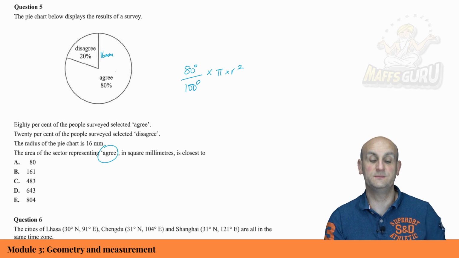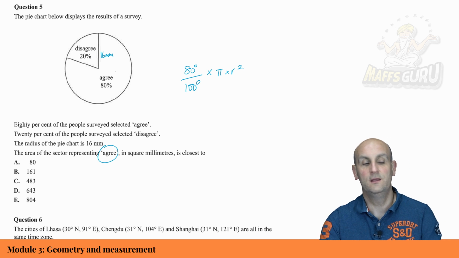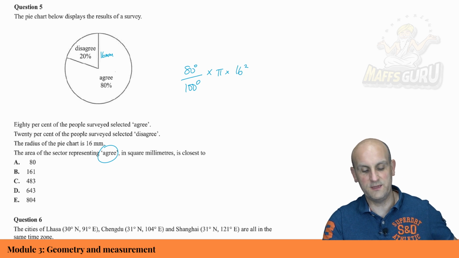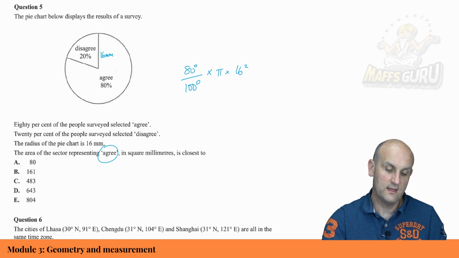Because the area of a circle is pi r squared, I know that r is 16. So 16 squared. Put that into my calculator, and lo and behold, out comes the fabulous answer of 643.